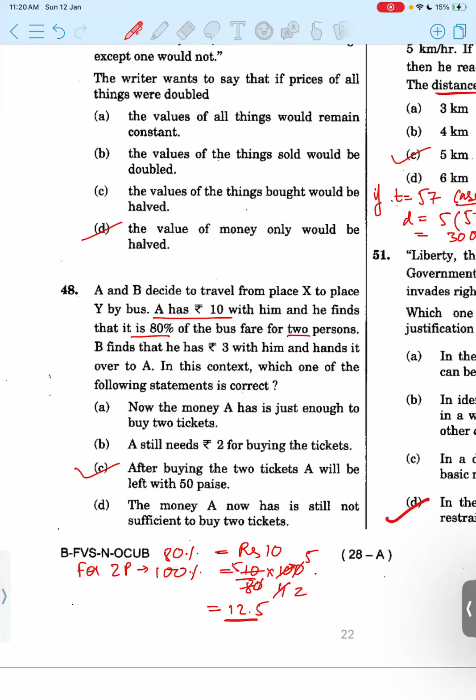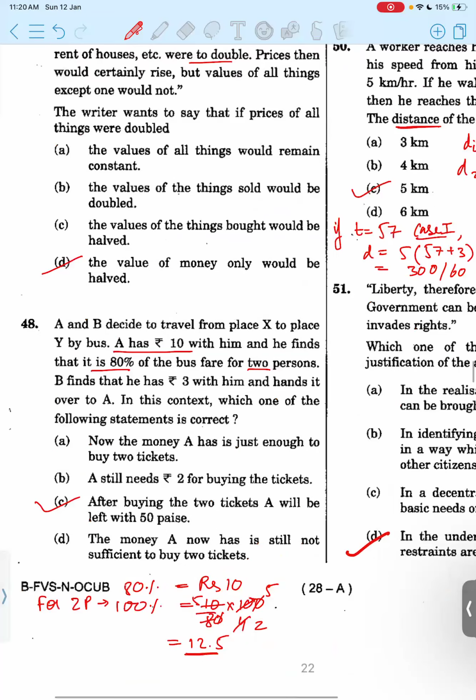In 48, we have again a numerical. It's easy. Person A has 10 rupees, which is 80% of a ticket fare for two persons in a bus. Another person has 3 rupees. So in total, we have to calculate. If 80% is 10 rupees, 100% would be 12.5 rupees. So option C is most appropriate here.